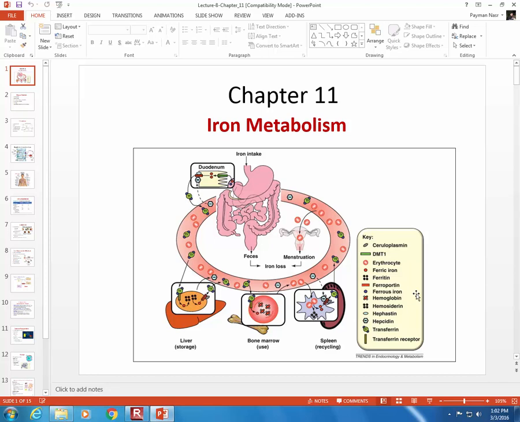Okay? When you have low red blood cells, it's going to be translated into what? You're going to have low hemoglobin. You're going to have low hematocrit. So all of the above are basically characteristics of anemia. Low red blood cells, which means low hemoglobin, and low hematocrit.